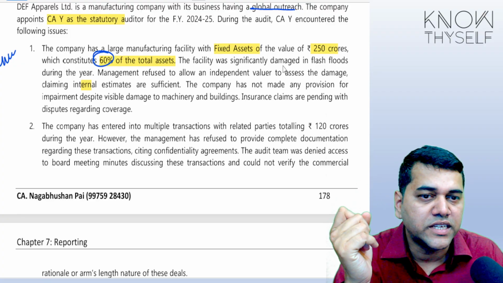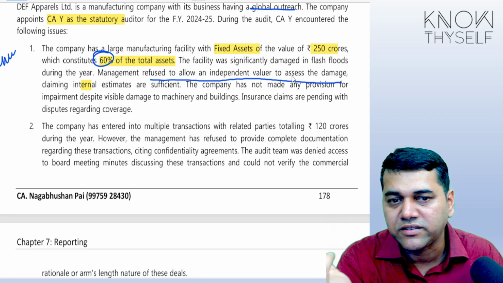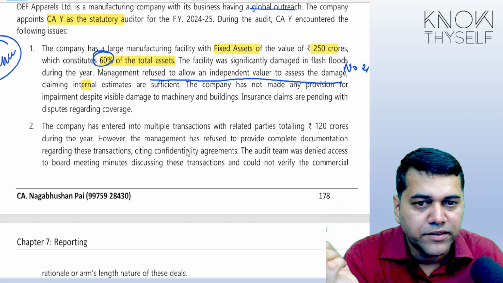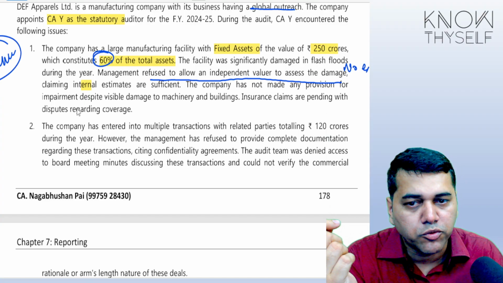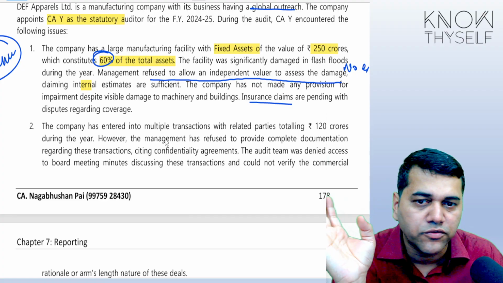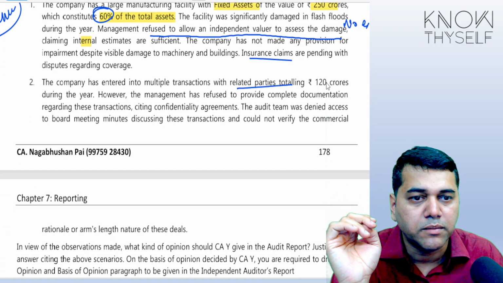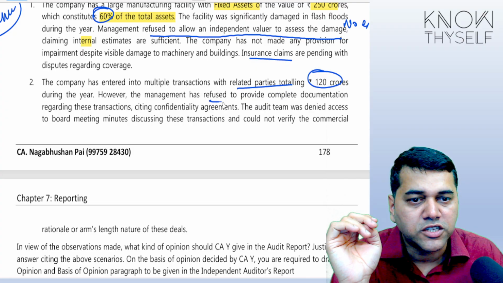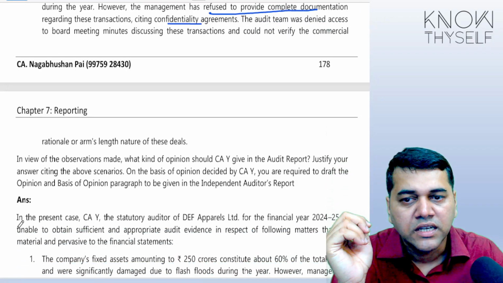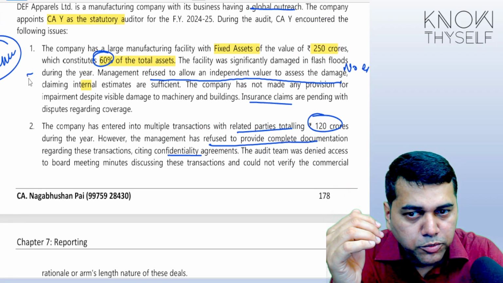The facility was significantly damaged. Management refused to allow the independent valuer to assess the damage. So there has been no evidence. Something is pervasive, you didn't get the evidence. Company has not made any provision for impairment also. Insurance claims are pending. That means it's a total case of disclaimer. They have entered into multiple transactions with the related parties amounting to 120. Management has refused to provide complete documentation, citing confidentiality. They need to access. So now, in the basis of opinion, you are supposed to write both the things.